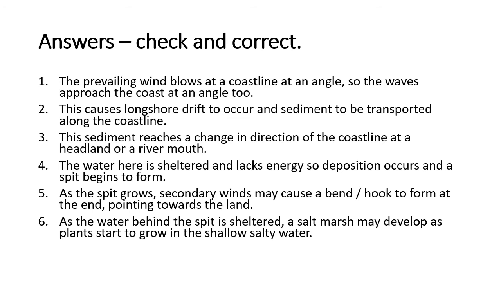So number 1, the prevailing wind blows at a coastline at an angle, so the waves approach the coast at an angle too. We're beginning our sequence right at the very beginning, in fact, right at the beginning of the longshore drift explanation. Number 2, this causes longshore drift to occur and sediment to be transported along the coastline.